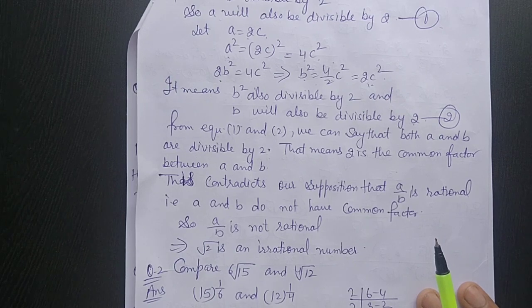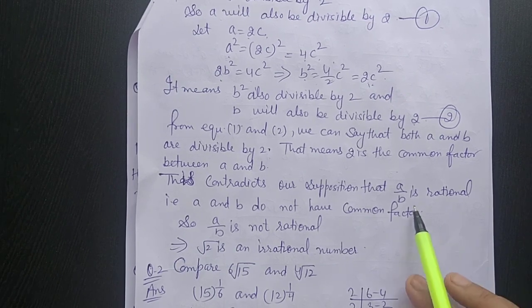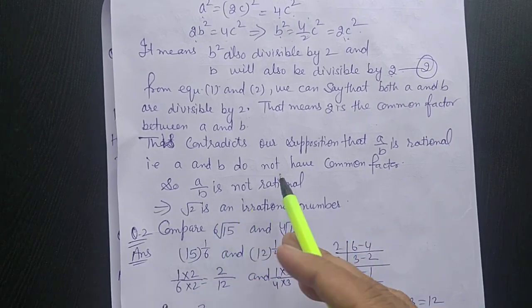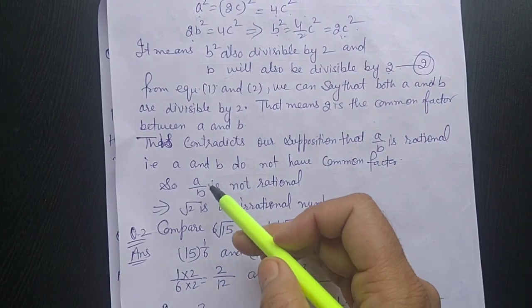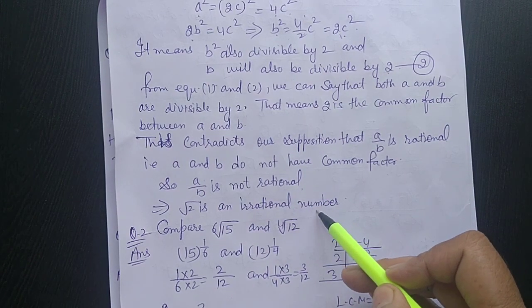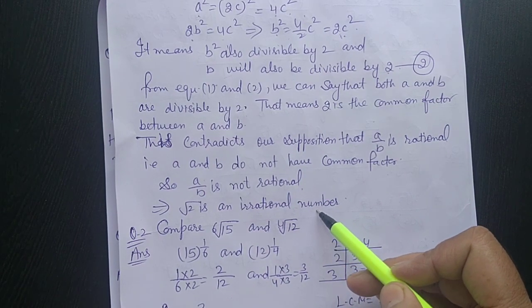But we had considered that a upon b is a rational number with no common factor. So our supposition is wrong. So square root 2 is not a rational number, it is an irrational number.